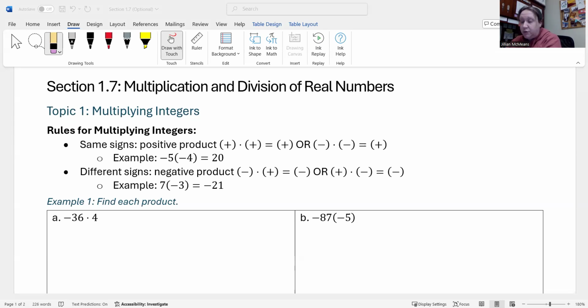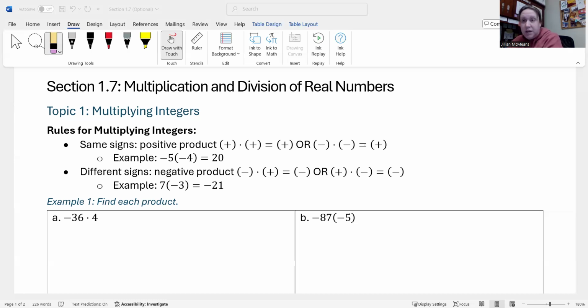So just to remind you, for multiplying integers, if you're multiplying integers that have the same sign, you're going to get a positive product. So if you multiply two positives, the result is positive. If you multiply two negatives, the result is also positive. If you multiply two integers with different signs, you're always going to get a negative product. So a negative times a positive or a positive times a negative, you're going to get that negative product.